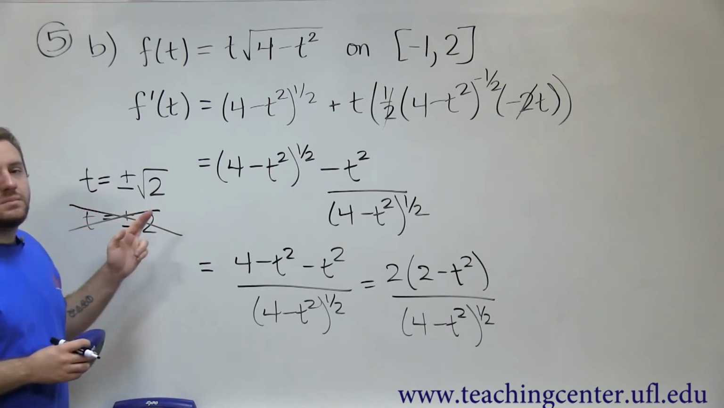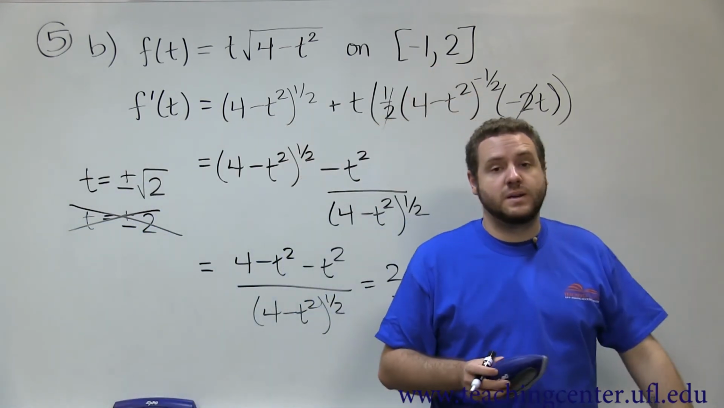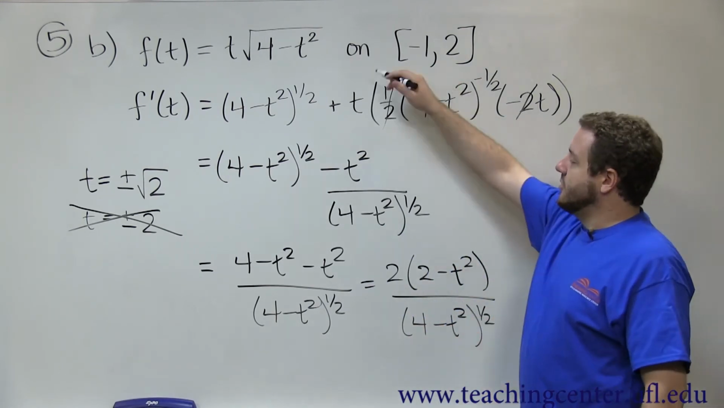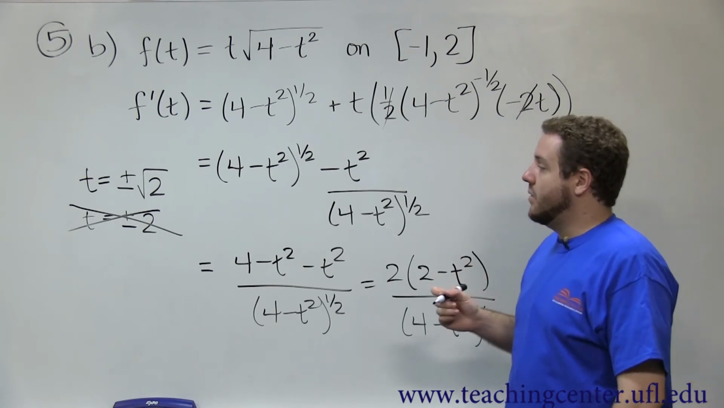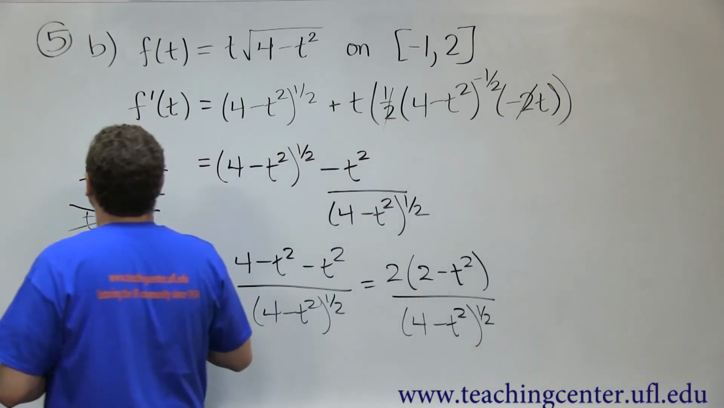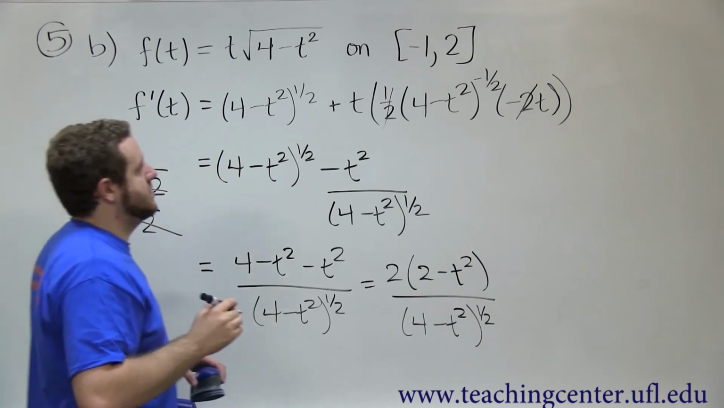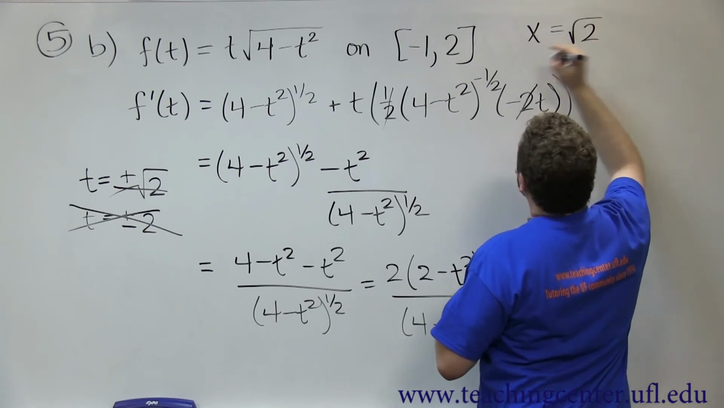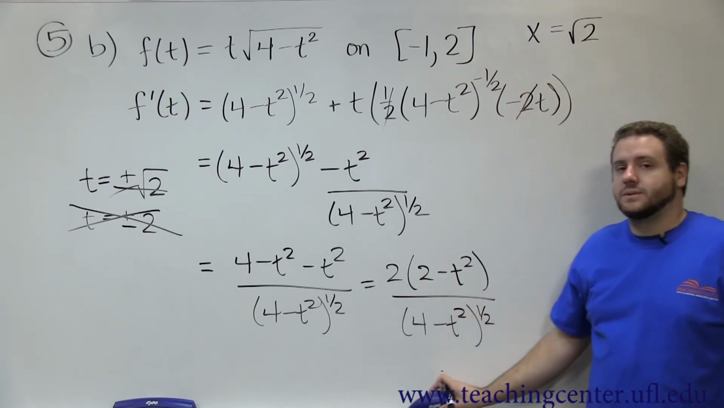And now let's look at plus and minus square root of 2. Well, square root of 2 is definitely in that interval, so we need to consider that. But negative square root of 2 is further away than negative 1, is less than negative 1. So that one we don't care about. So we don't care about negative square root of 2. So the only critical number that we got that is within our interval that's important for us to check is x is equal to square root of 2.